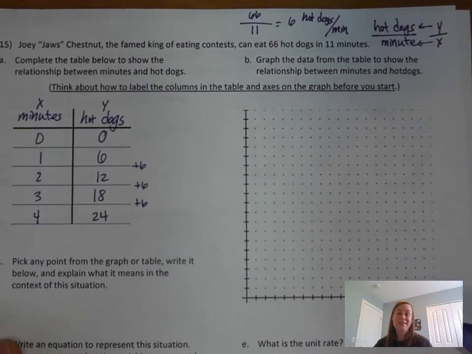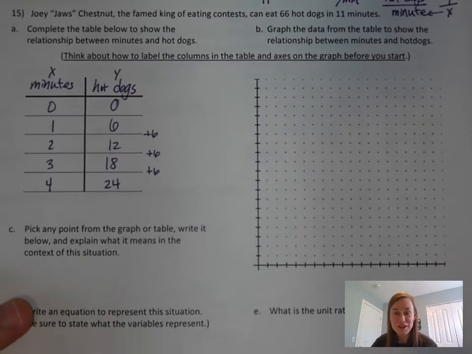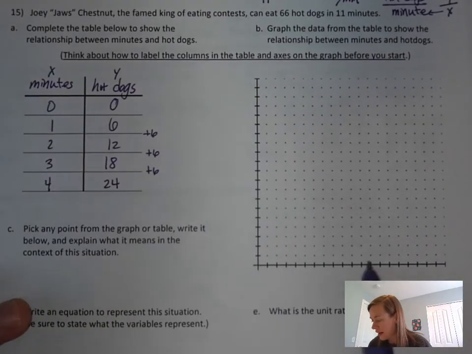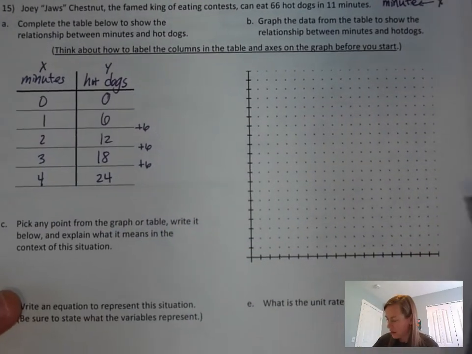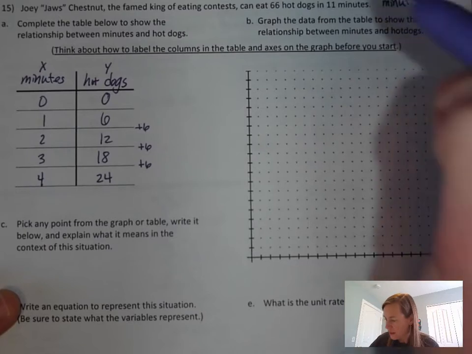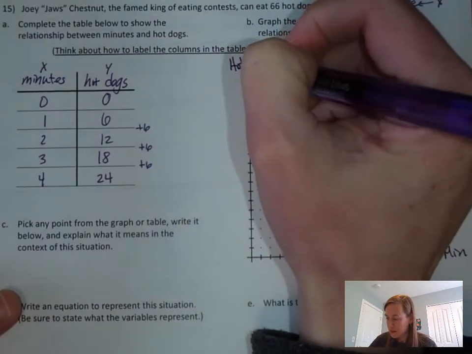Okay, so nothing is labeled here. That is on us. We have to figure out what goes where. So what is our x-axis going to represent? Let's see. X is minutes. Okay, that's not bad. Let's do minutes here. And that means hot dogs is going to be up here.